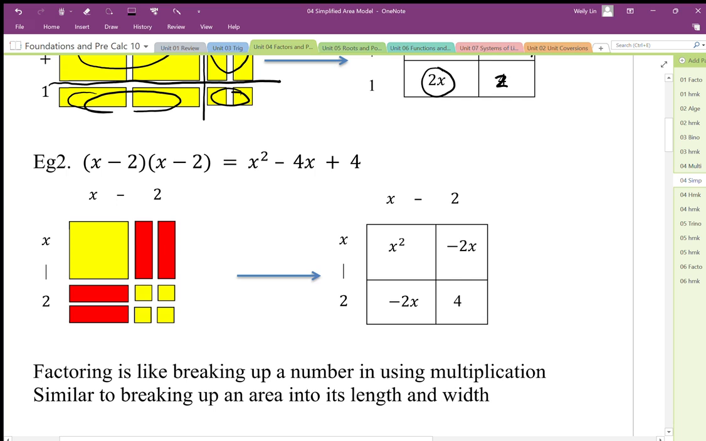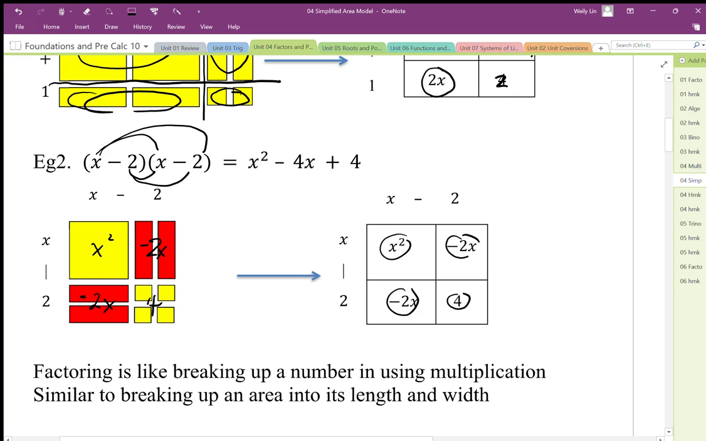And when we distribute this out, well, we have our x squared in here. We have 2x's here. This is actually negative 2x because we have negative 2 times x. We have negative 2x's here, and we have positive 4 down here. And we really just need to show that in our simplified area model, because the simplified area model shows us all 4 parts of this distribution. Our first, outside, inside, last. And that gives us our first, outside, inside, last.